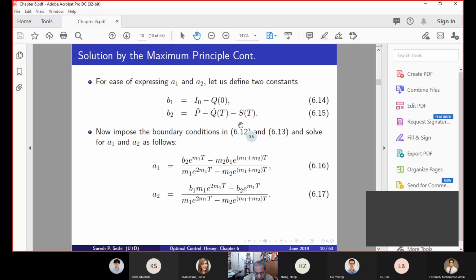And so there we have the solution. Remember the Q is coming in there, but the Q is in B1. So the Q is sitting here, but it's part of B1 and B2.